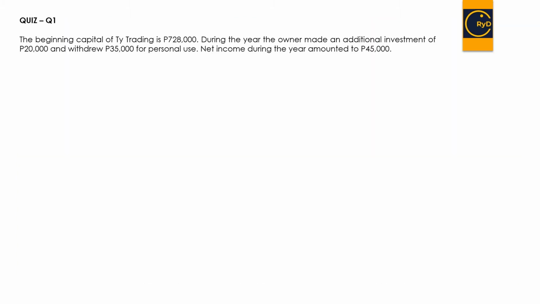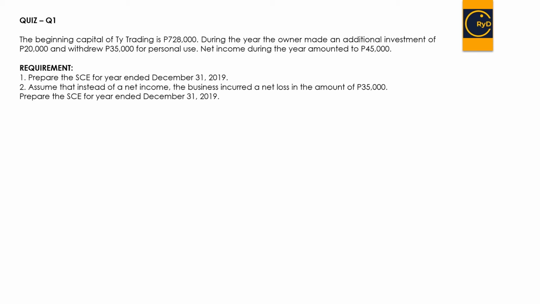For question number 1, the beginning capital of T Trading is 728,000. During the year, the owner made an additional investment of 20,000 and withdrew 35,000 for personal use. Net income during the year amounted to 45,000. You are required to prepare the SCE for the year ended December 31, 2019.